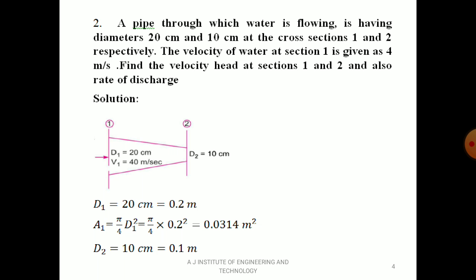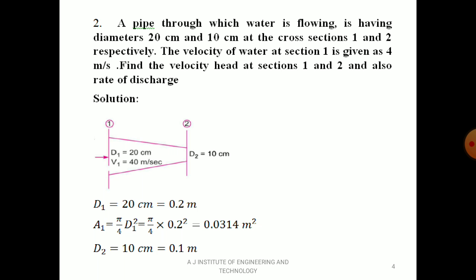Now d1 equal to 20 centimeter, convert to SI unit. The SI unit is meter, so 20 divided by 100, that is 0.2 meter. Then the cross sectional area at section 1, a1 equal to pi by 4 d1 square. The d1 value is 0.2, so pi by 4 into 0.2 square, which is equal to 0.0314 meter square. That is the value of area 1.